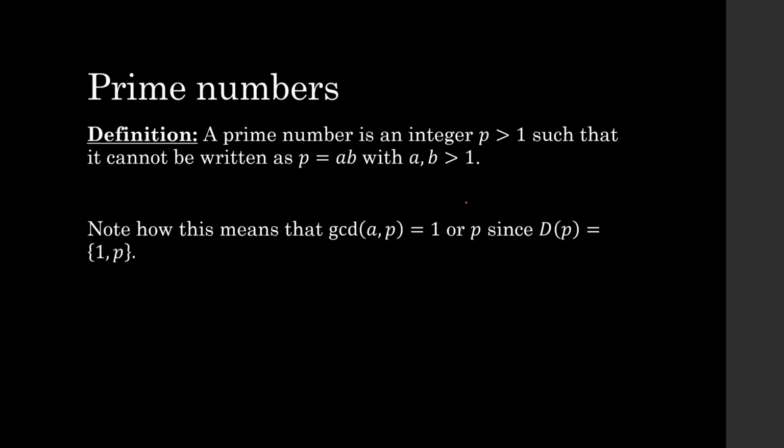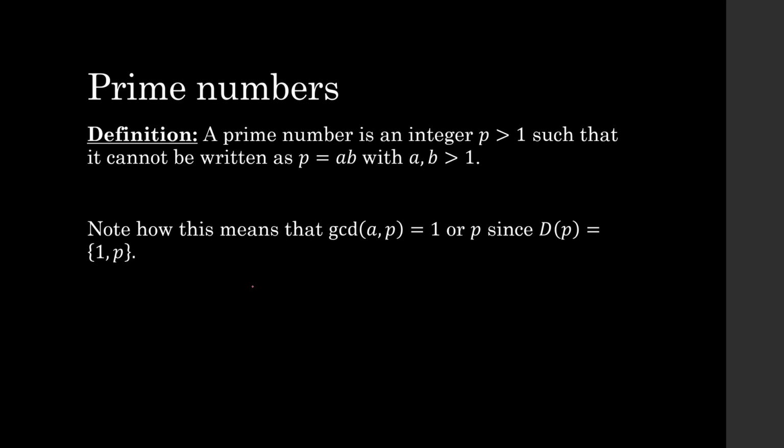Note that if I take any integer a, and I take its greatest common divisor with p, that's either going to be 1 or p. And why is that? Well, the divisors of p, as we've seen by this definition, are either 1 or p itself. And since the greatest common divisor is the maximum of the common divisors, and the common divisors are given by the intersection of the divisors of p and a, the common divisors are going to be at smallest 1 or p, and so the maximum is either 1 or p.